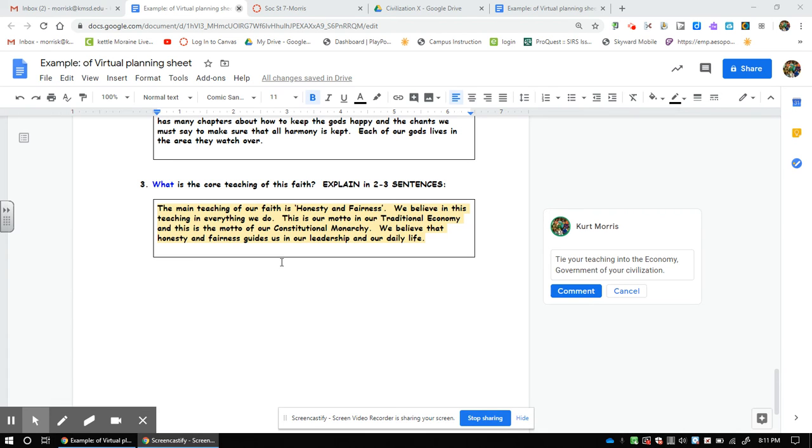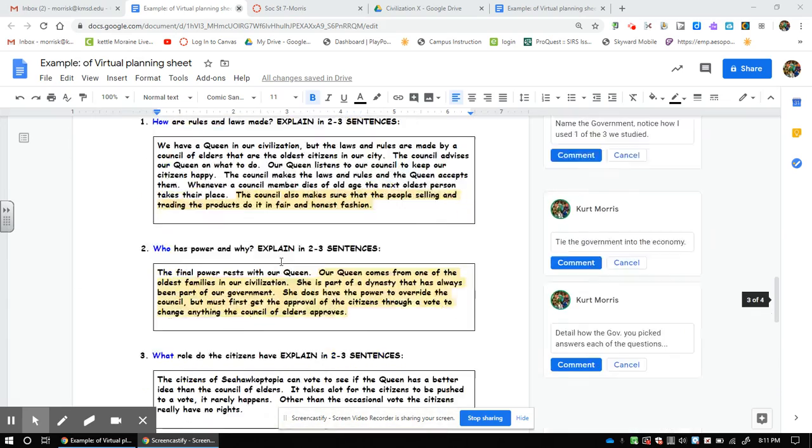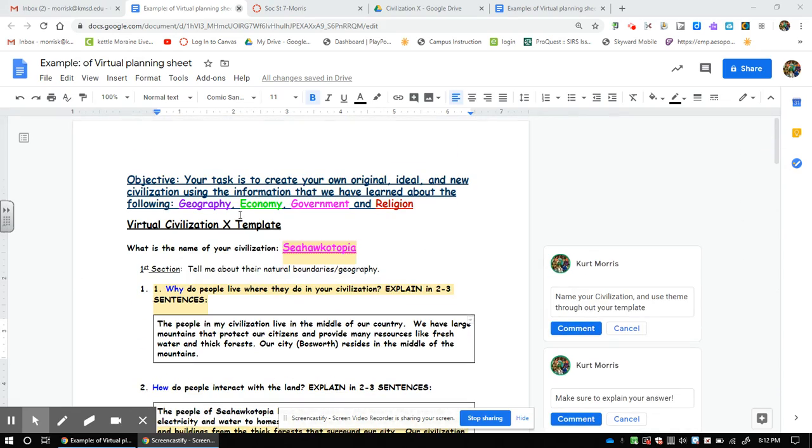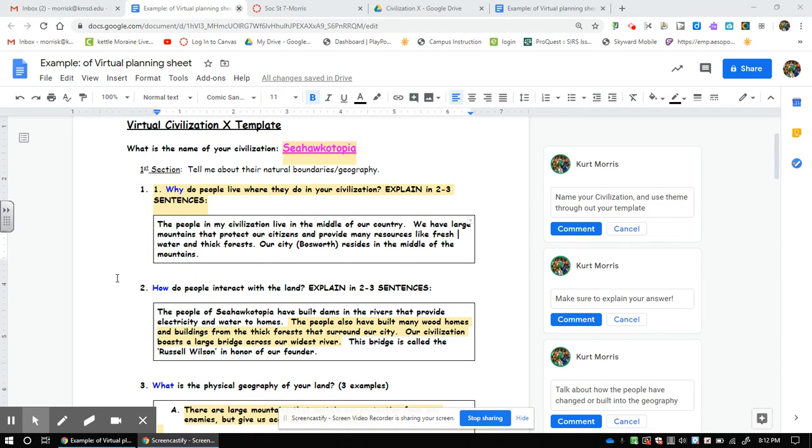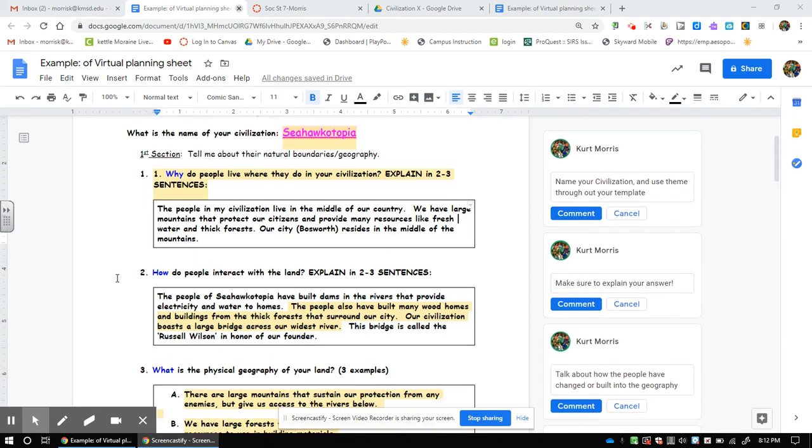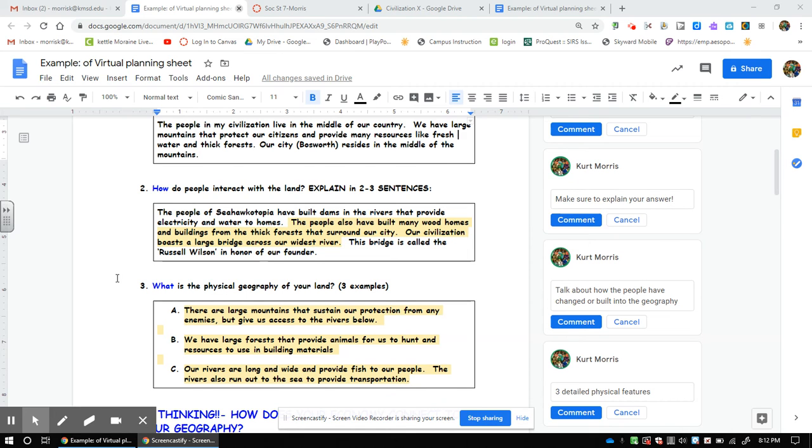Notice how everything's tied together, going all the way back up here to the top. My geography, my economy, my government, my religion all flow together. It's all under one theme, Seahawkatopia. I've gone through and answered these core questions that are the same core questions you guys answered in each one of the units we did.